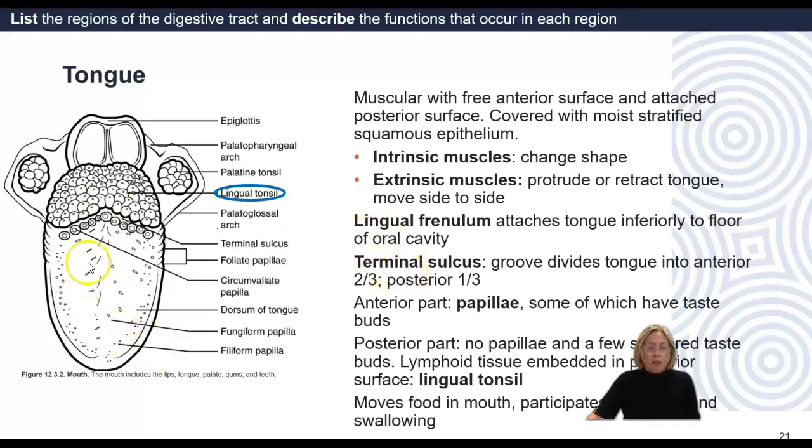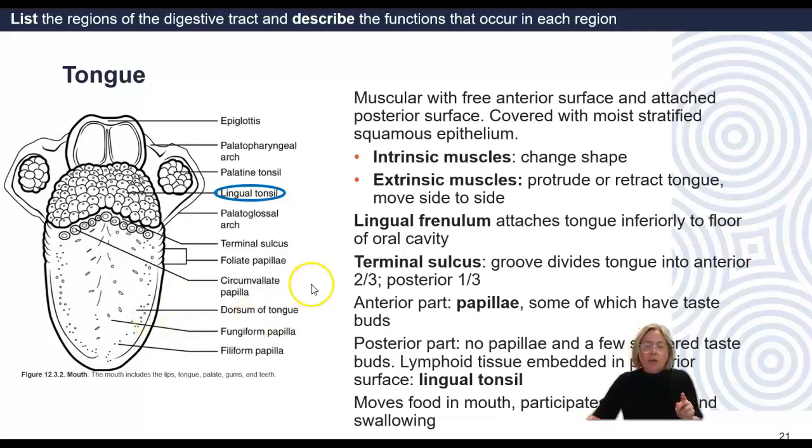Okay, if we go back here to the tongue, it contains this terminal sulcus, which you're looking at here, which is a groove that divides the tongue into the anterior part, which is two-thirds of all of the tongue, and the posterior part then, which is one-third. The anterior part contains all of these papillae, some of which have taste buds. And those taste buds allow us to have that sensation of taste. And we'll do something in the tutorial about your ability to taste different things. And it's quite a lot of fun.